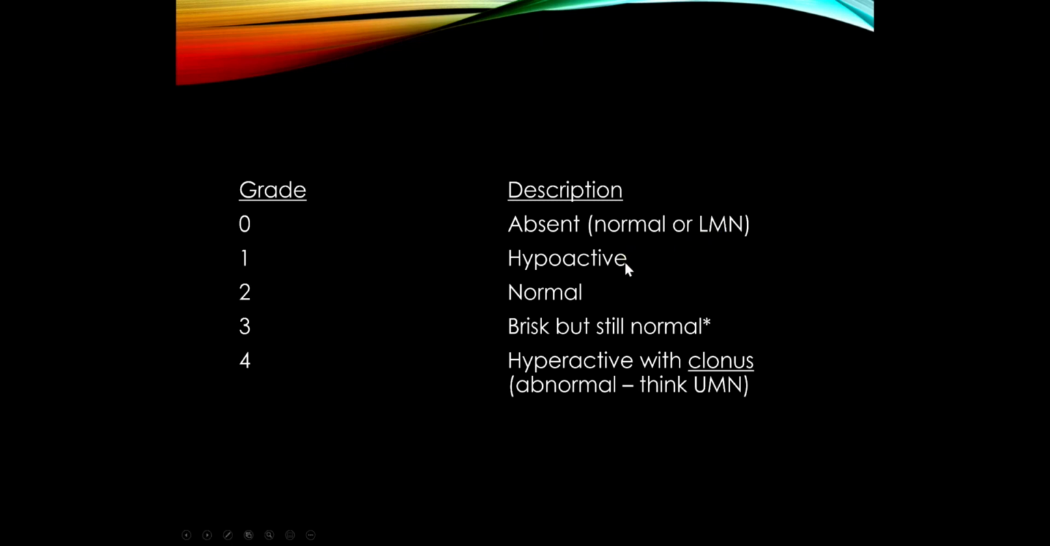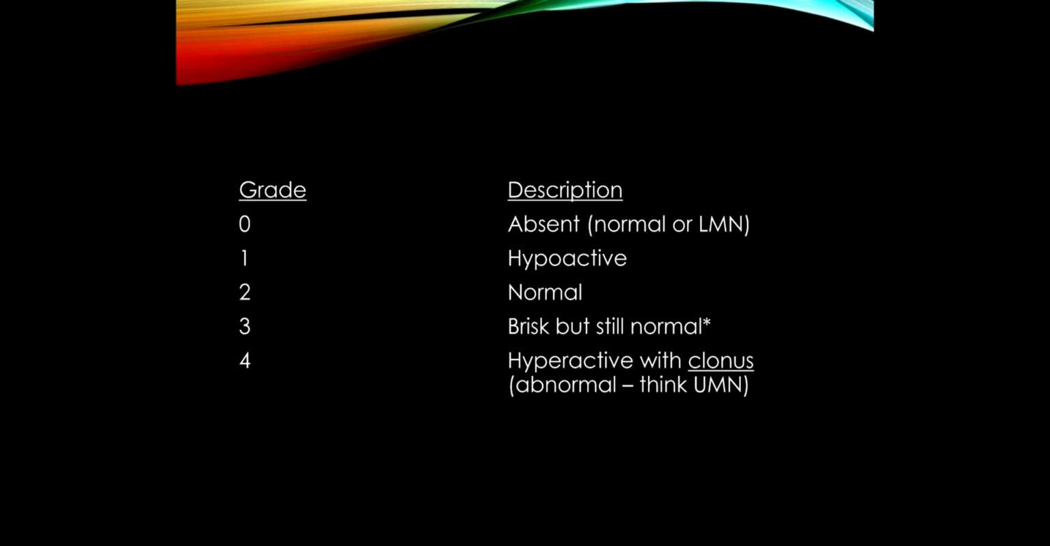Okay, a 1+ is hypoactive. That means you can get them, but they're not very brisk. And there are some maneuvers I'll show you at some point for how to bring out reflexes if they're not very easy to elicit. A 2 is normal, and you'll need some experience to know what normal is when you're checking reflexes. A 3 is they're brisk, but they're still normal. Okay, and the asterisk here is the key thing really when we're checking reflexes is that we need to compare side to side very carefully. Reflexes should always be symmetrical on the right side and on the left side. So if someone has 3+ reflexes on one side of the body and 2+ reflexes on the other side of the body, even though a 2 or 3 are still normal, if they're asymmetrical, they're abnormal.